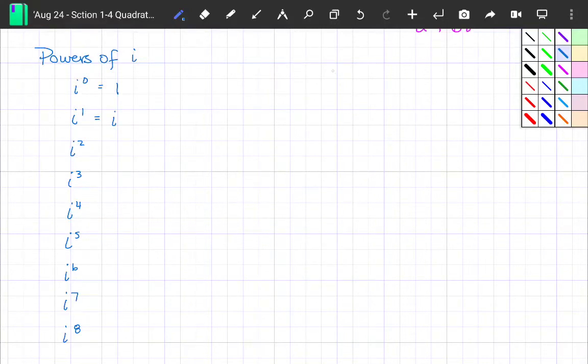Now if i is the square root of -1, then i squared is the square root of -1 squared, which means it's just -1. i squared is -1. i cubed can be thought of as i squared times i. i squared we just said was -1, and so it's -i.